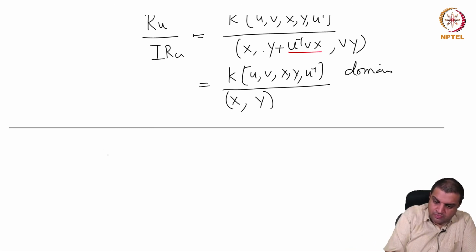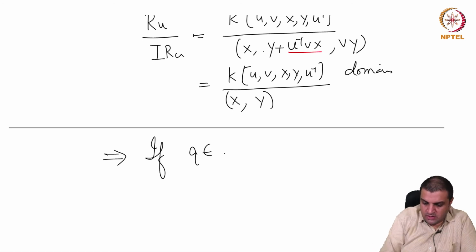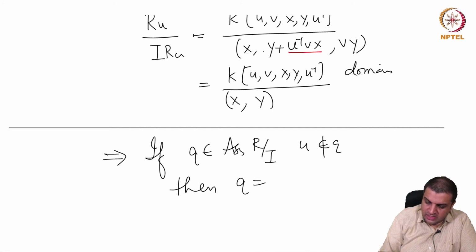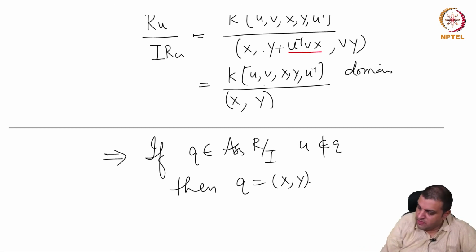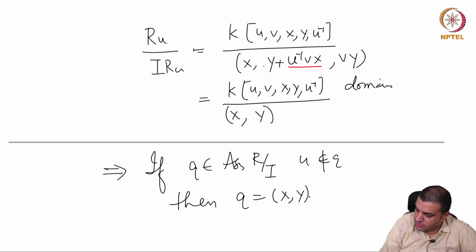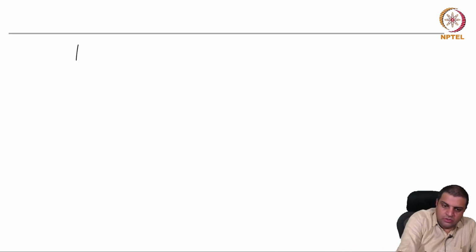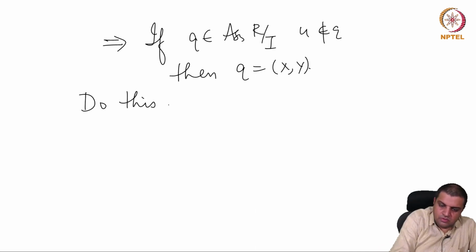So in other words, this implies that if q is an associated prime of R mod I such that u is not inside q, then q is (x, y). That's what this argument says. So now we can do this for the other variables also.